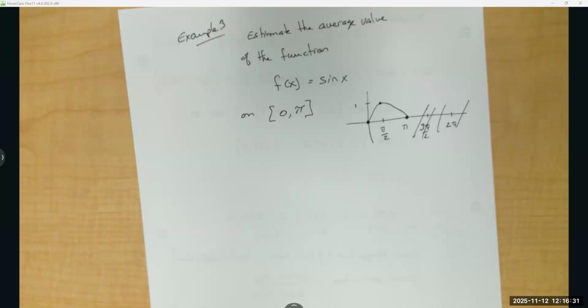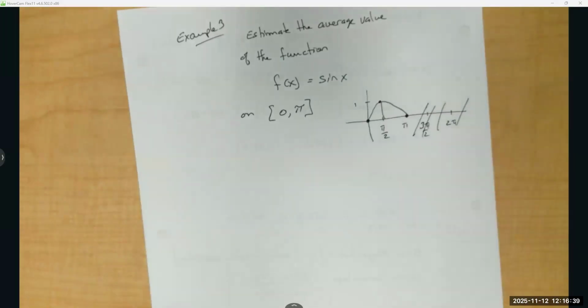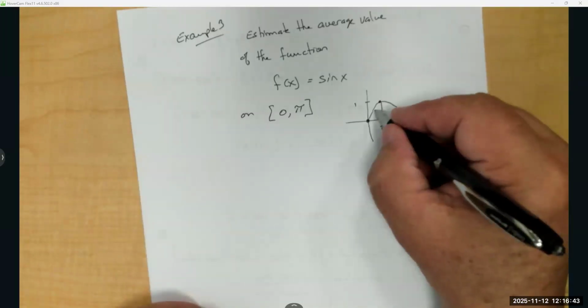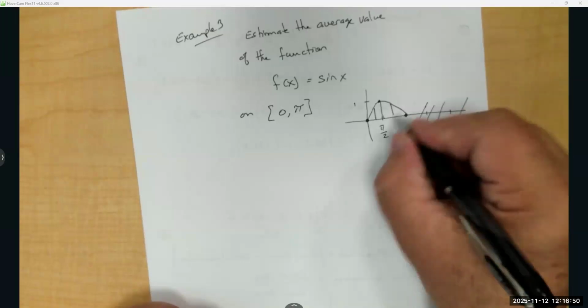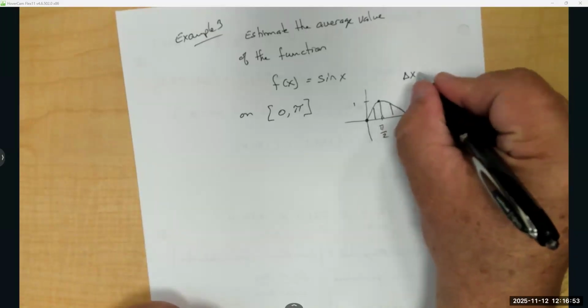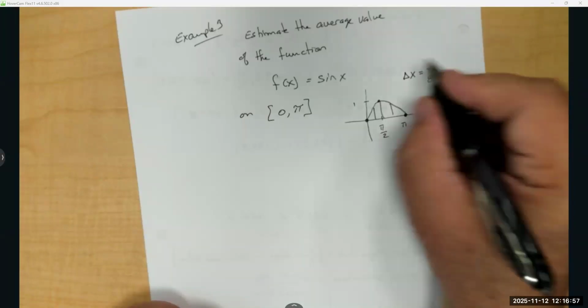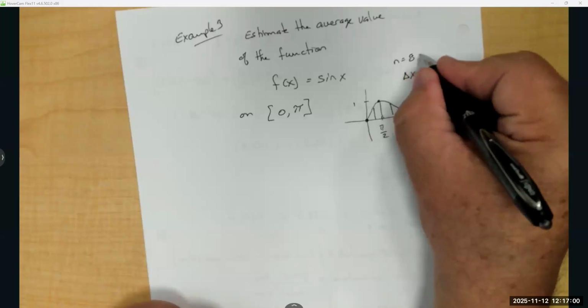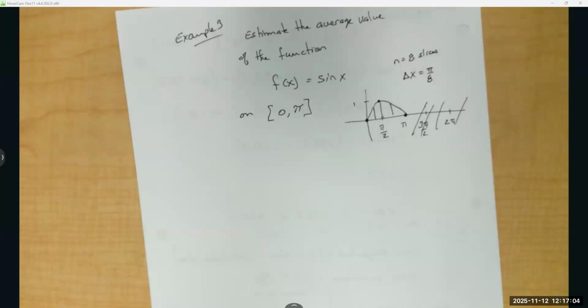The same problem we just had earlier. If we just leave it like this, cut it in 2 parts, it's pretty boring. If we cut it into 4 pieces, that's pretty boring as well. So for our delta x's, let's make our n 8 slices. So our delta x is pi over 8.